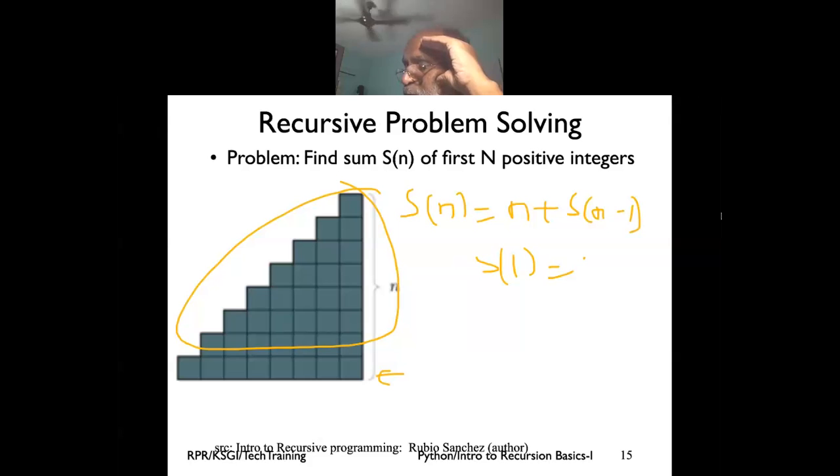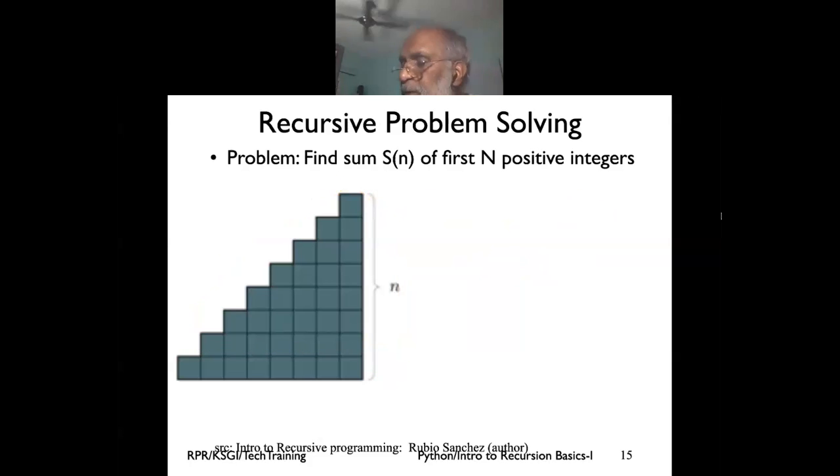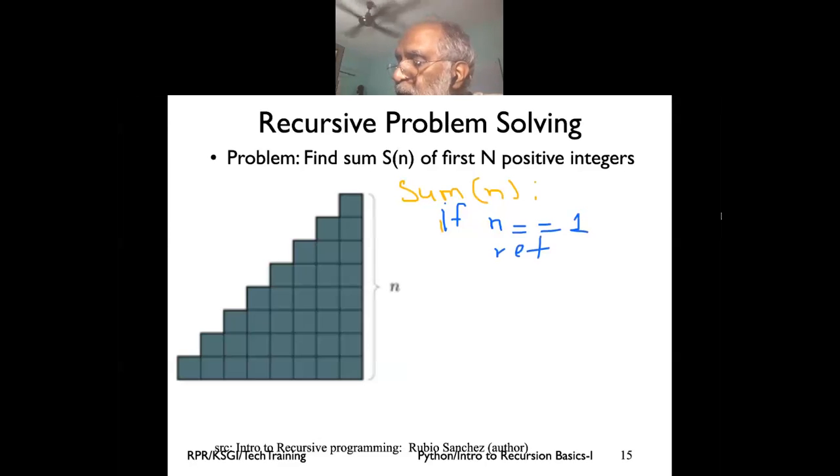So my program will look like this. If I were to write sum(n): if n is equal to 1, return 1, else return n plus sum of n minus 1.